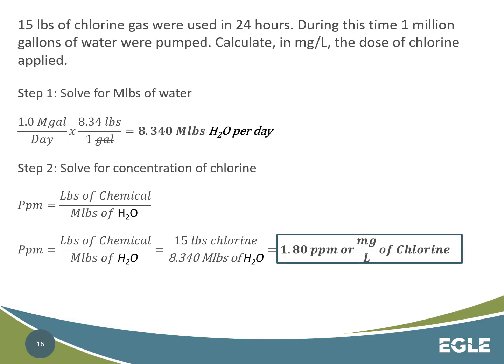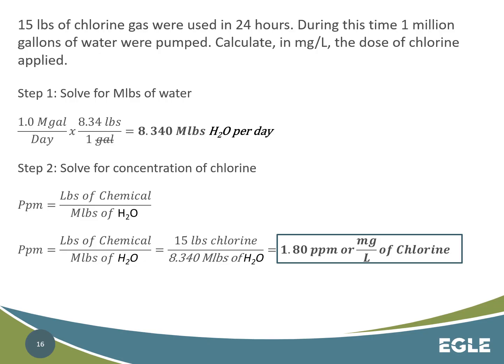Just as a little recap: when you're dealing with dosage calculation problems, you want to first solve for million pounds of water, whether you're dealing with fluoride, chlorine, or alum dosing. That very first step is to solve for million pounds of water. You take the problem one step at a time. In this case, we found those million pounds of water.